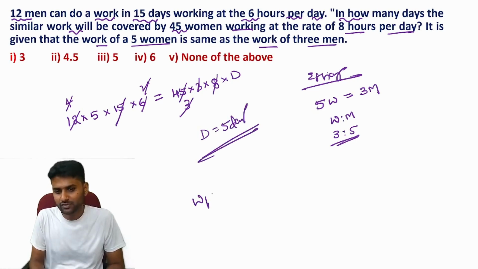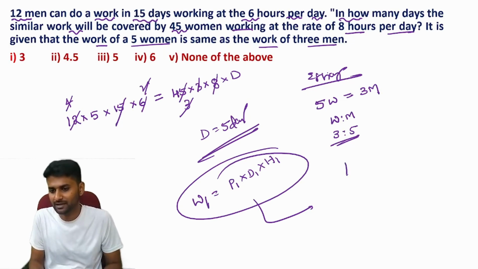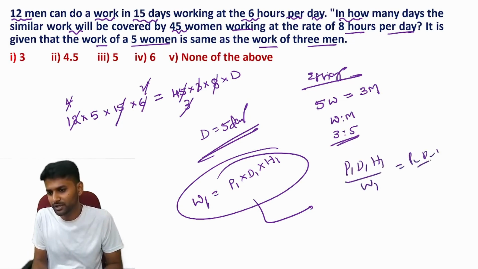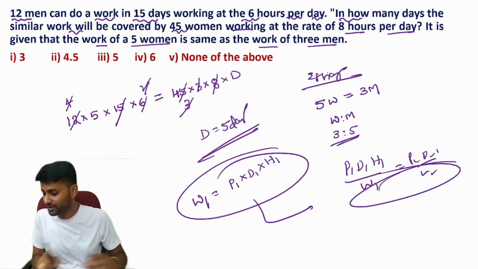See, work is all about how many persons, how many days, how many hours. If you compare that work, definitely you will get W1 in the denominator part. That's why here P1 D1 H1 divided by W1, P2 D2 H2 divided by W2. If work is same, no need to represent W. If work is different, you have to represent it.